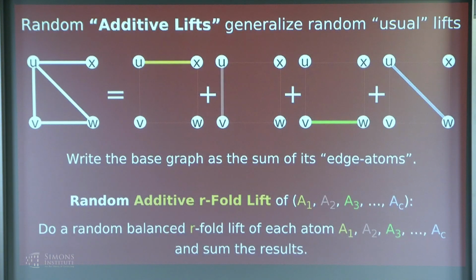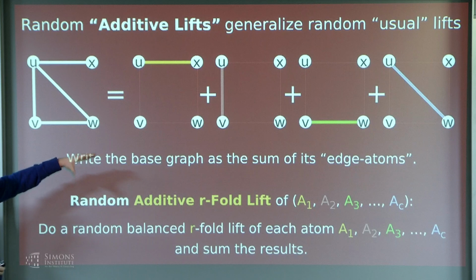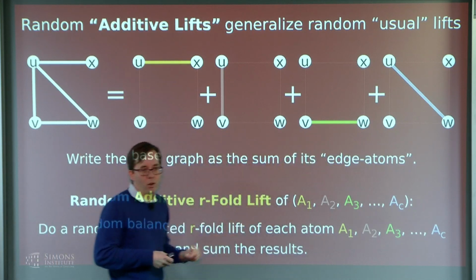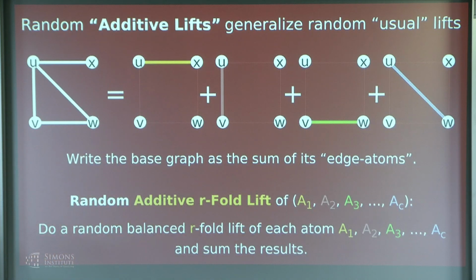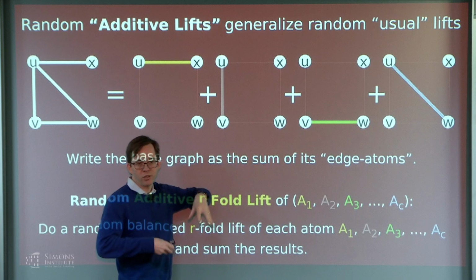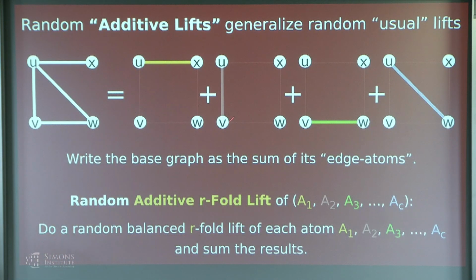Oh, I think I have to say this in words. So imagine what happens if we do an additive lift of these 4 atoms now. Well, first we do a random balanced lift of each of these single edge graphs. But as I said before, you take the quotient of 2 random permutations, you just get a random permutation. So these will just turn into random matchings between the appropriate pairs of vertices. And then you'll add them back up. And this is exactly what you do in the usual random lifts, if you're familiar with the usual random lifts.